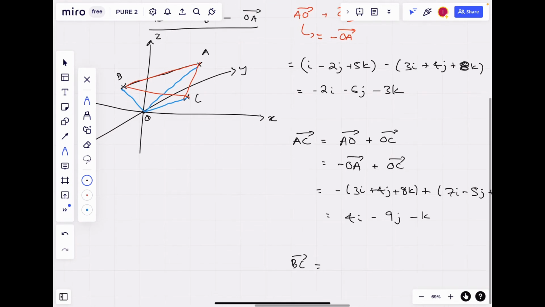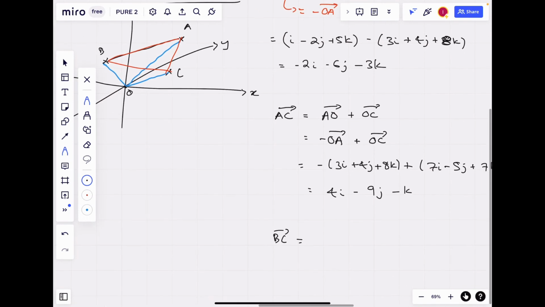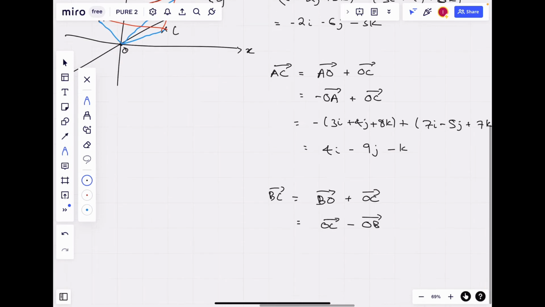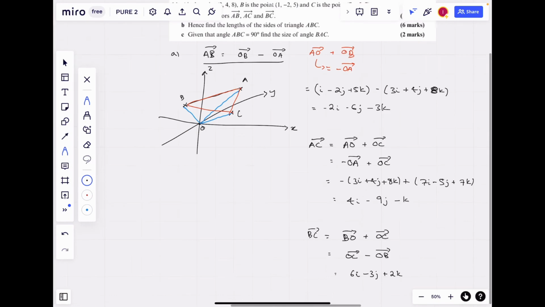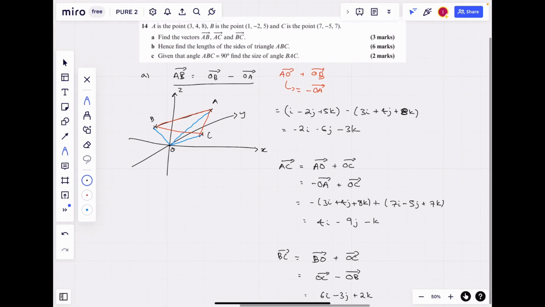To go from B to C, we can go BO and then OC. So OC minus OB. That would simplify to 6i minus 3j plus 2k after doing the same process as the other two. That's part A done. Part B.